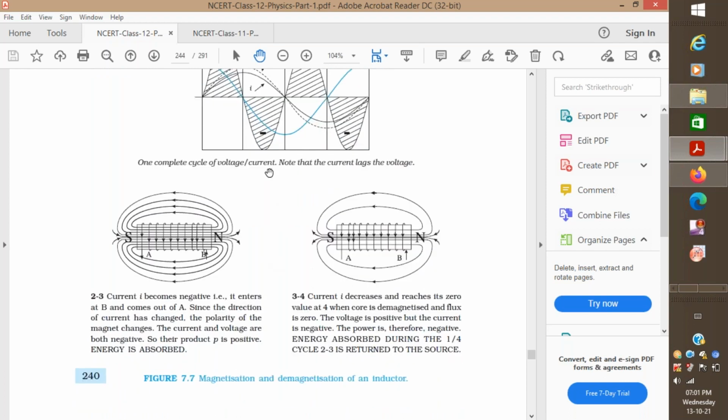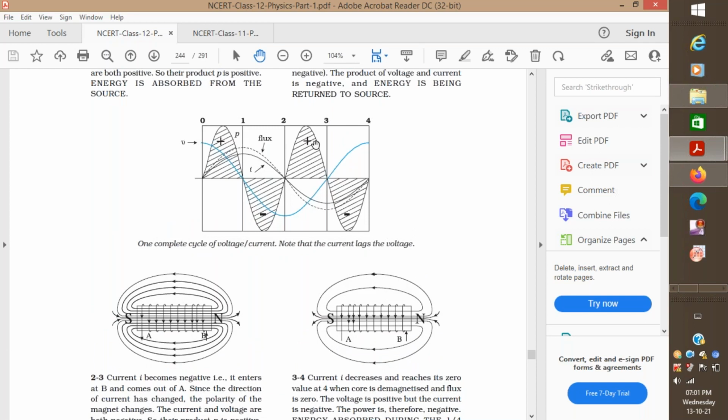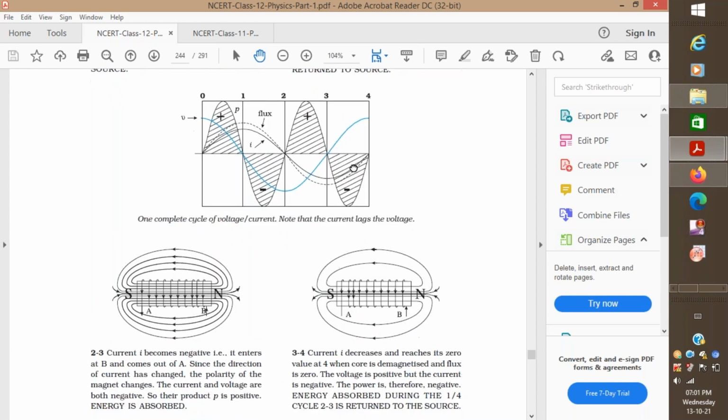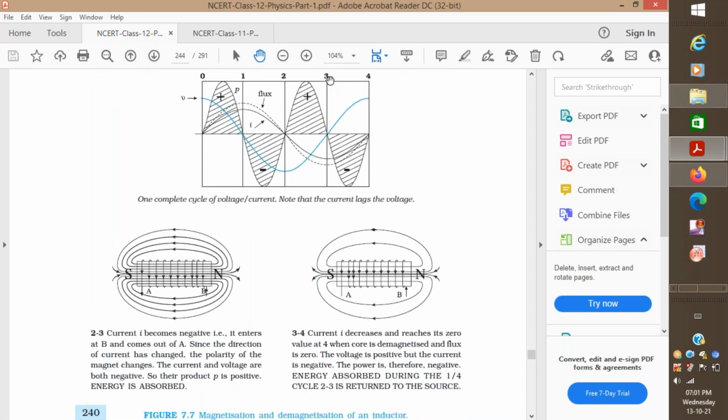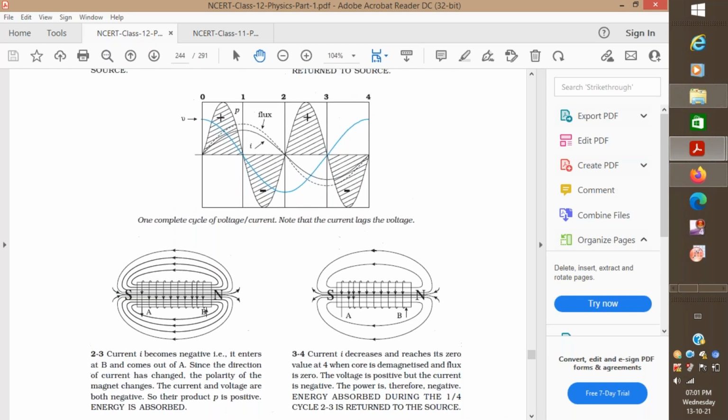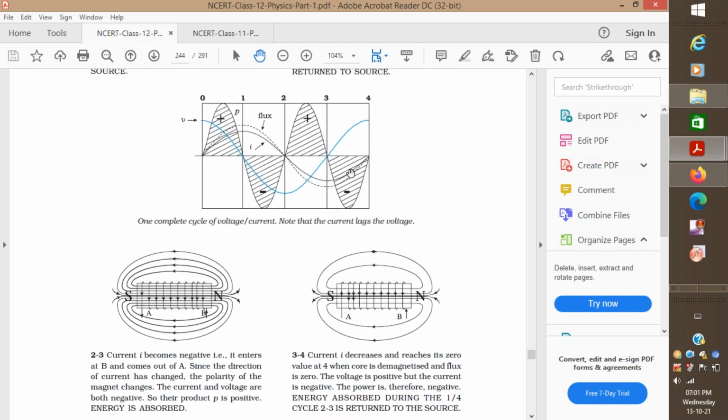Look, in this 2 to 3 again it is absorbing power, and in the fourth quarter of this time period your voltage is positive, current is negative. So the product of current and voltage will give you instantaneous power, and that is also negative over here. That means whatever power was absorbed in the previous quarter 2 to 3, now in 3 to 4 this quarter the power is actually returned back to the source.